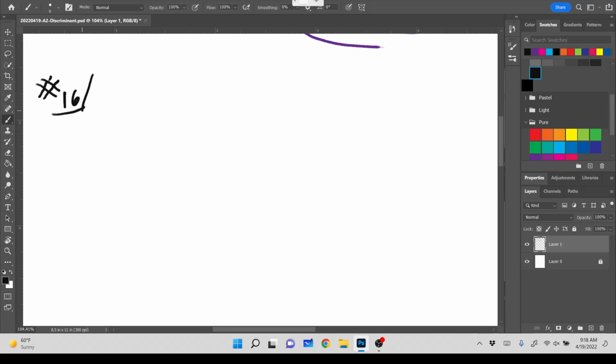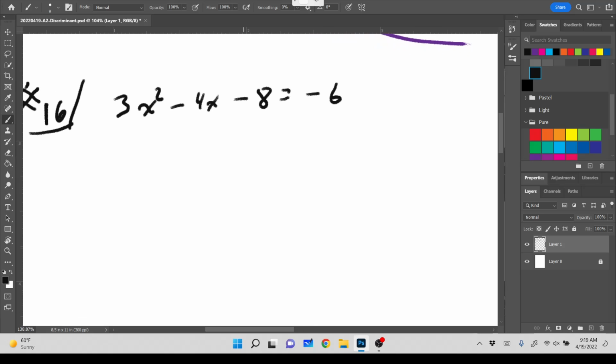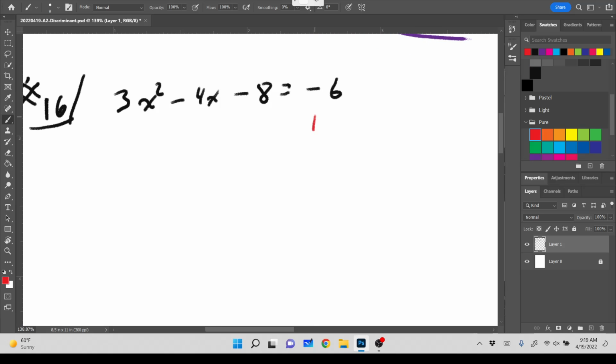So number 16 was 3x squared minus 4x minus 8. And 11, which is 121. And 21, which is 441. And 19, which is 3. Minus 8 equals negative 6. Okay, so what now? You add 6. True. Plus 6, that cancels, leaving us with 3x squared minus 4x minus 2 equals 0.